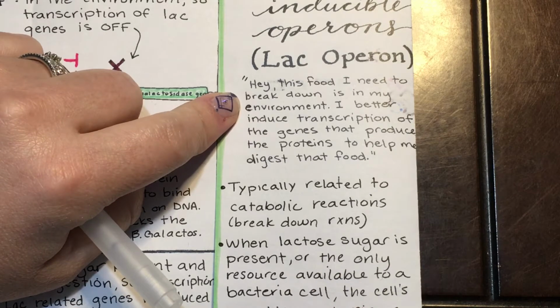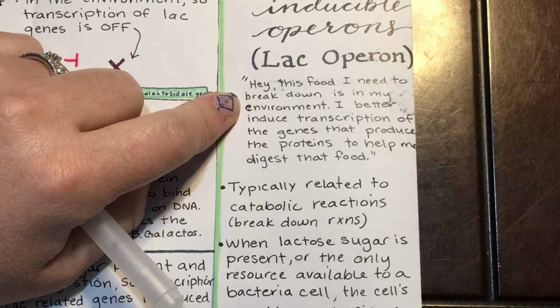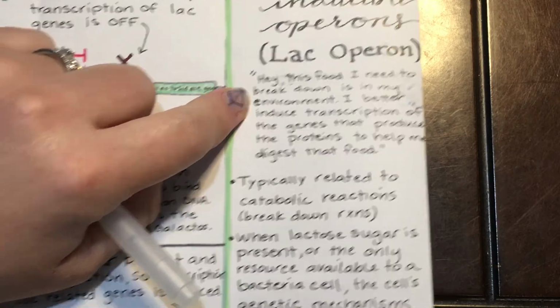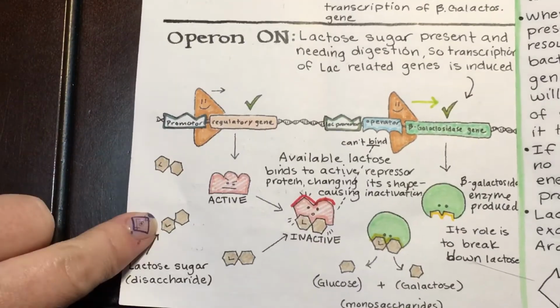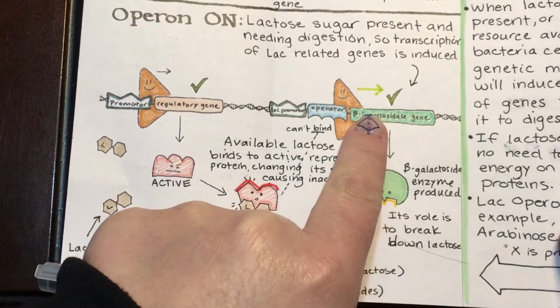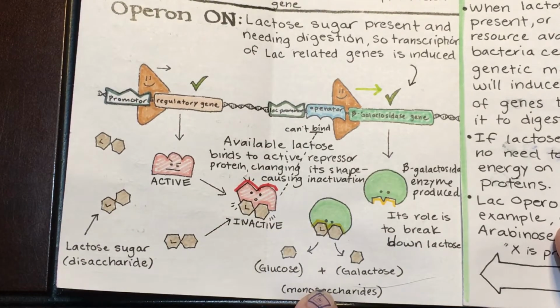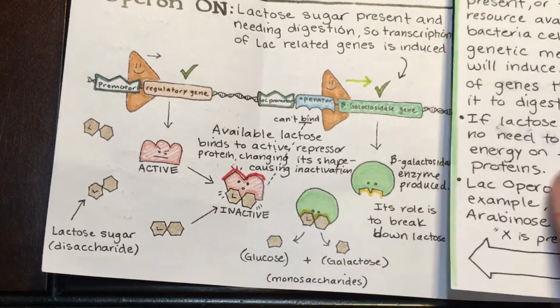I better induce transcription of the genes that produce the proteins to help me digest that food. So basically, if lactose is there, I better induce transcription of the proteins that help me deal with lactose. Okay, that's what we mean by inducible.